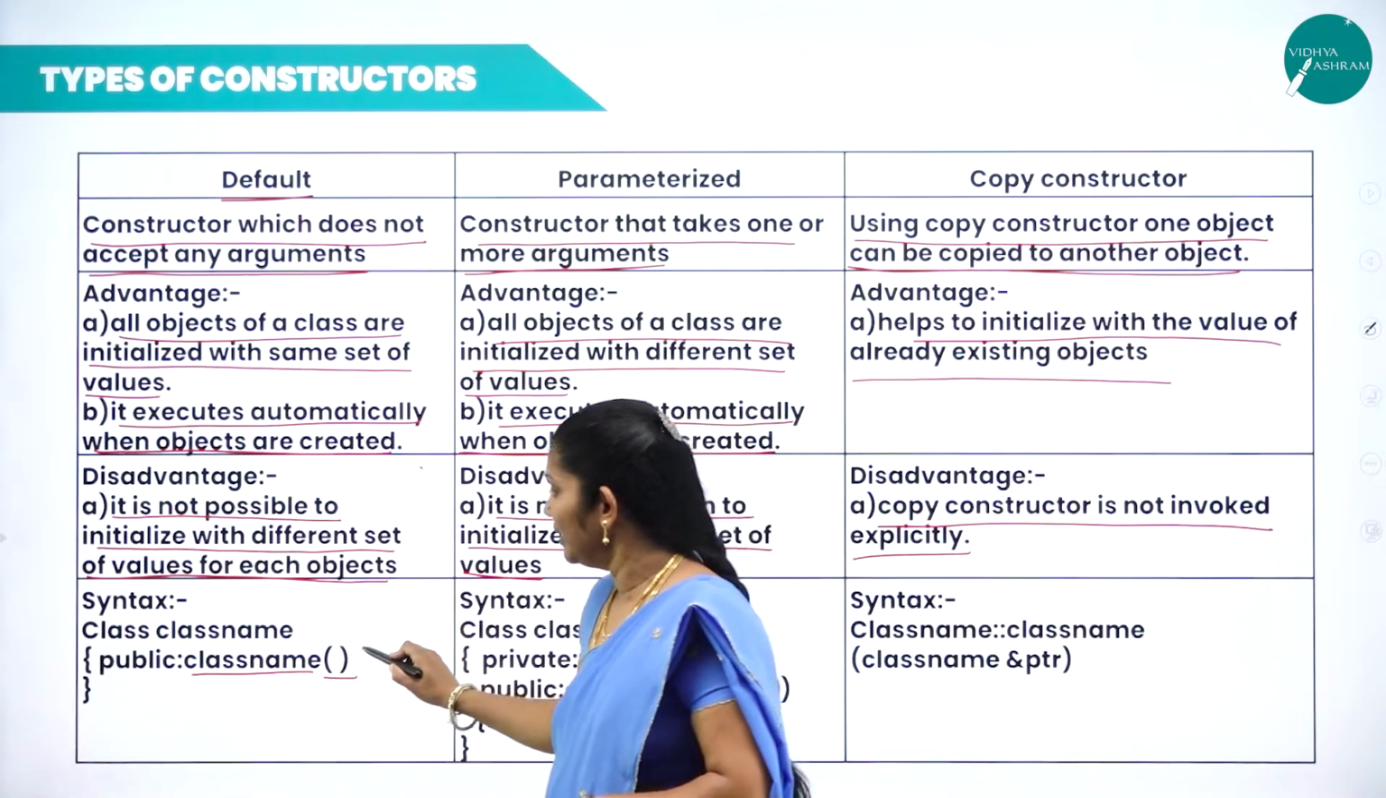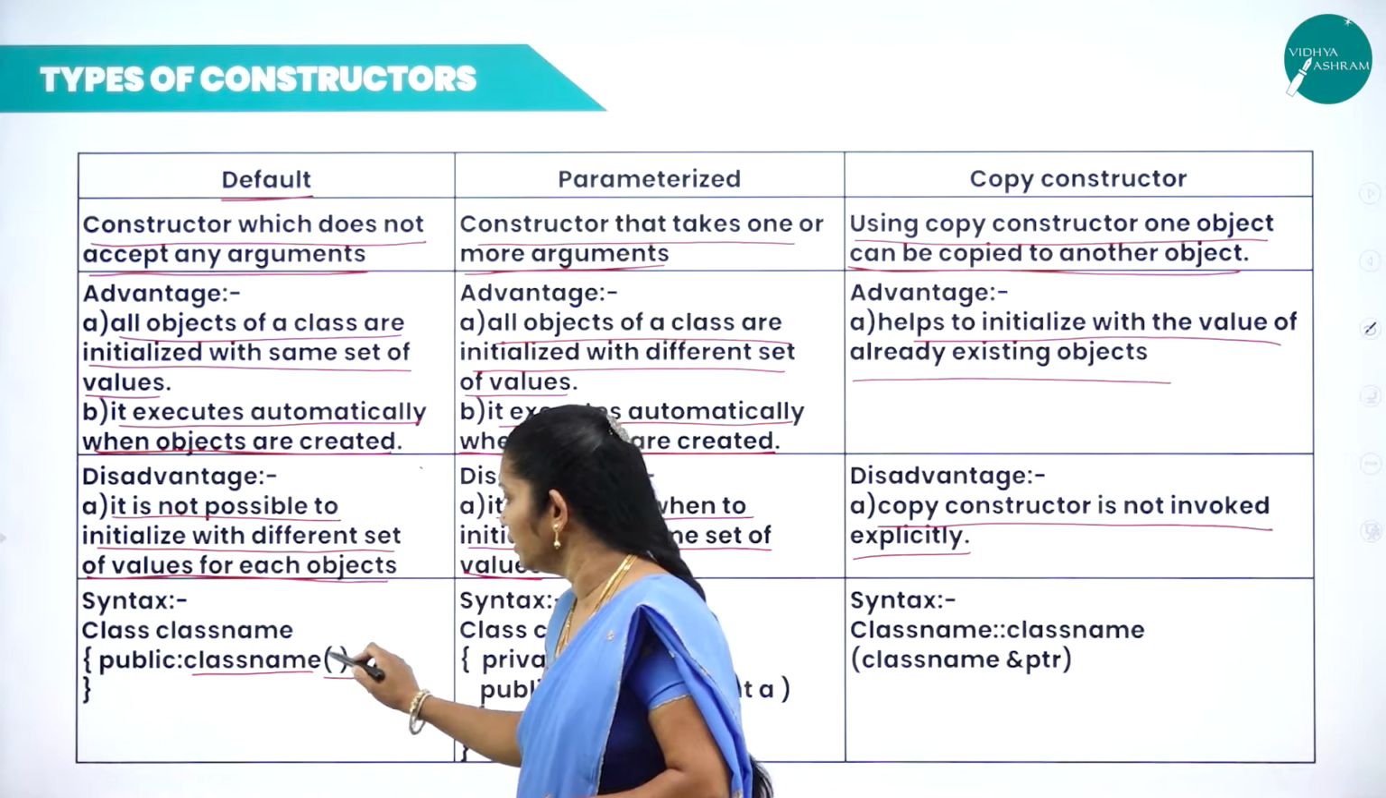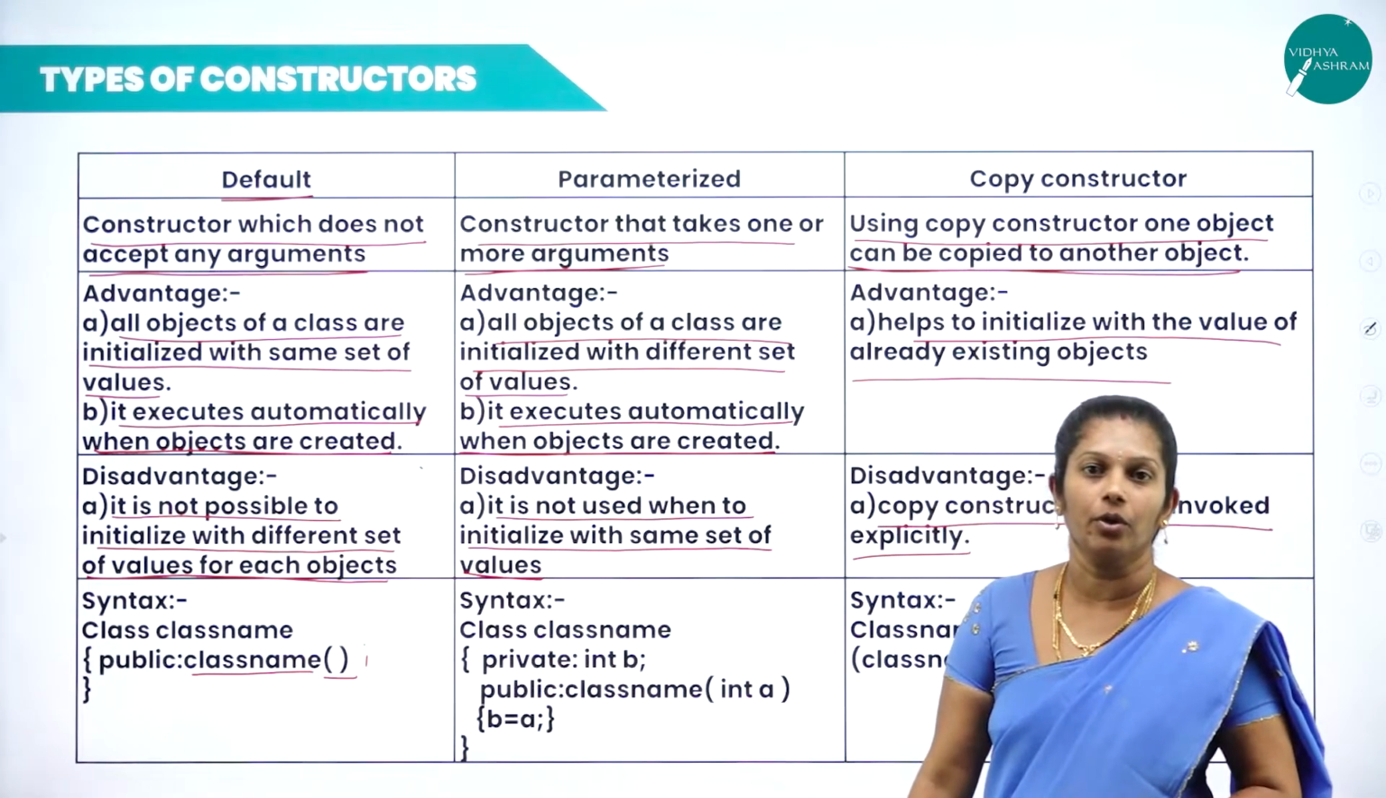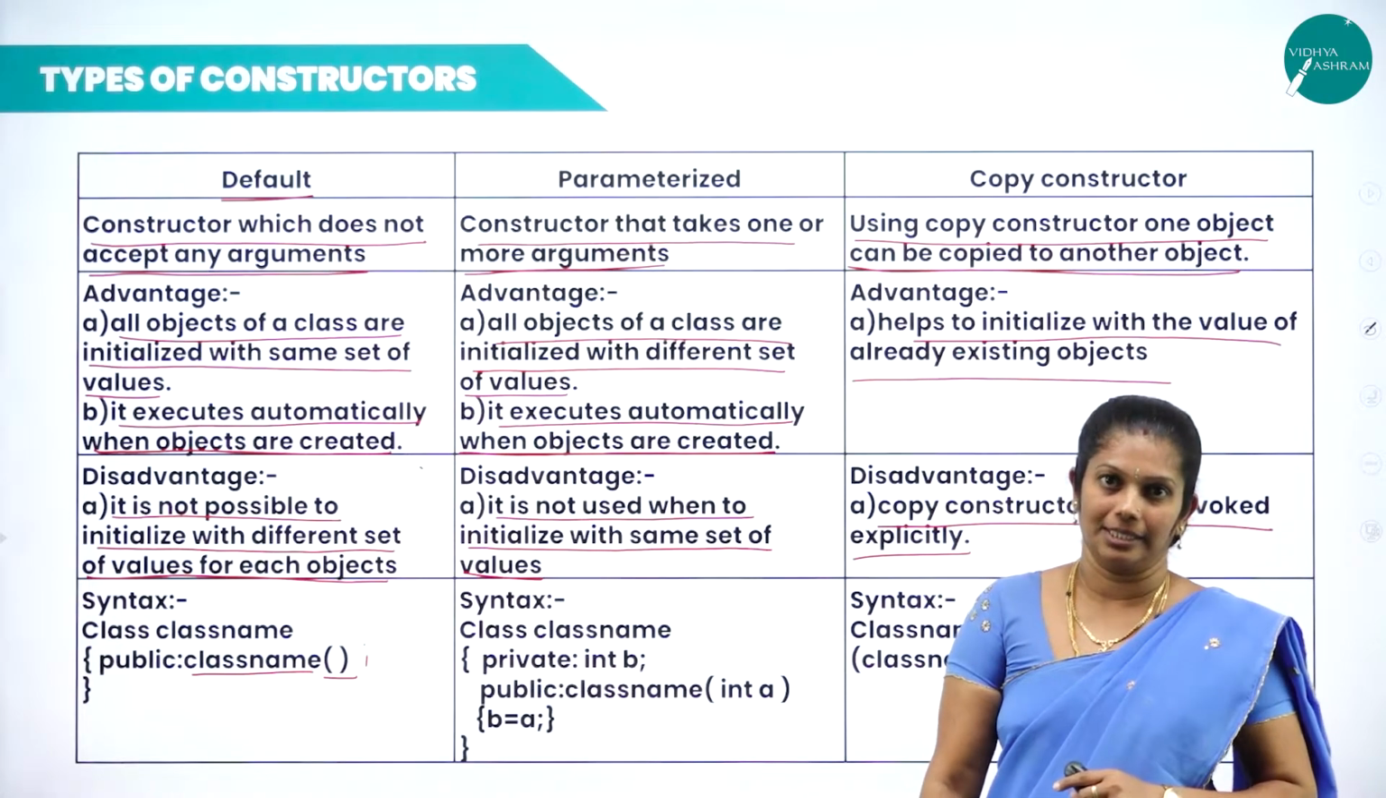Like that, you can take all the things. But if you observe here, there are no arguments here at all. Then it can be called a default constructor.